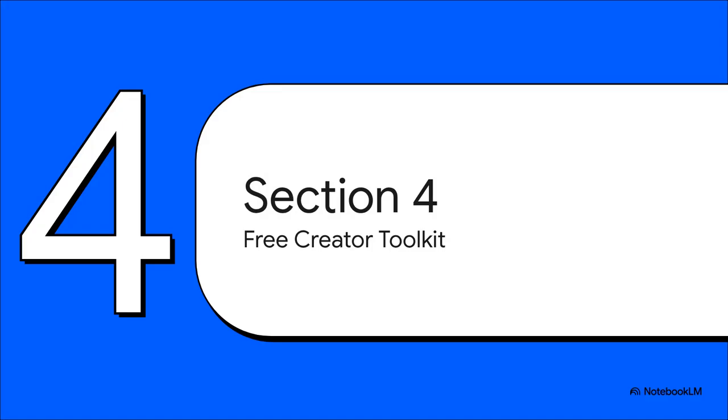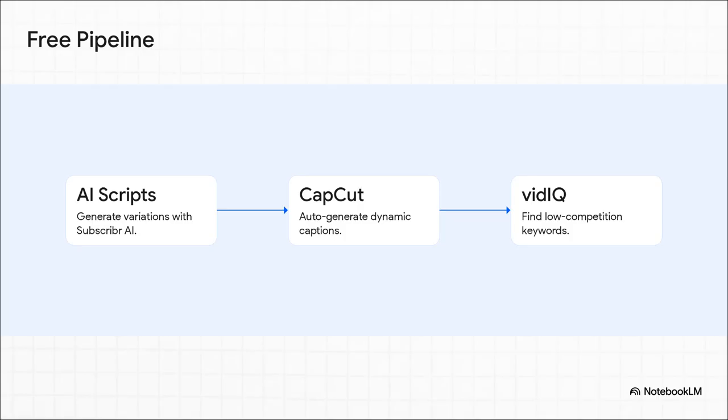Finally, we have Section 4, the Free Creator Toolkit. Here's the best part. You don't need some massive Hollywood budget to build these retention traps. Seriously, by following these 3 precise steps, anyone can pull this off. Step 1, please don't stare at a blank page. Use the free versions of AI tools like ChatGPT or a specialized one like Subscriber AI to generate a bunch of high-retention script variations based on that blueprint.